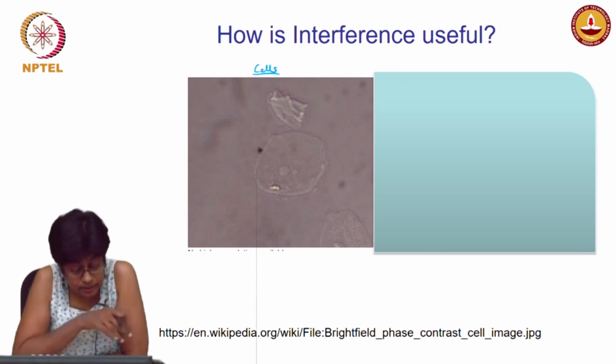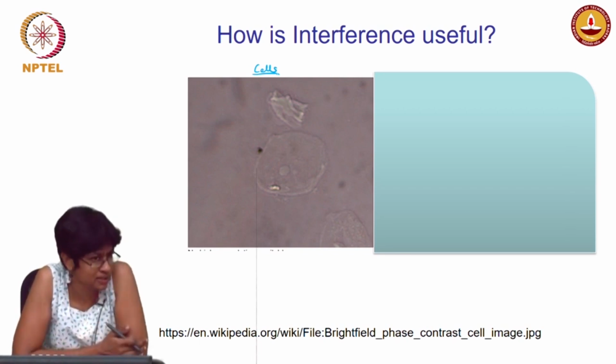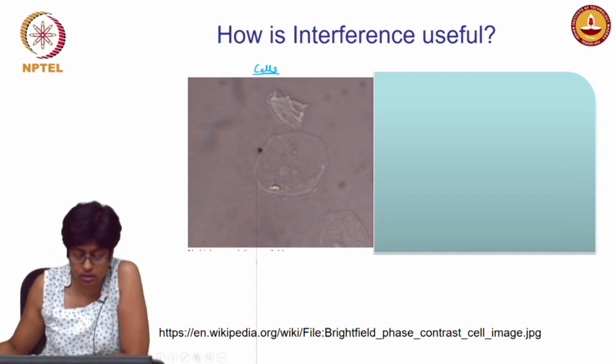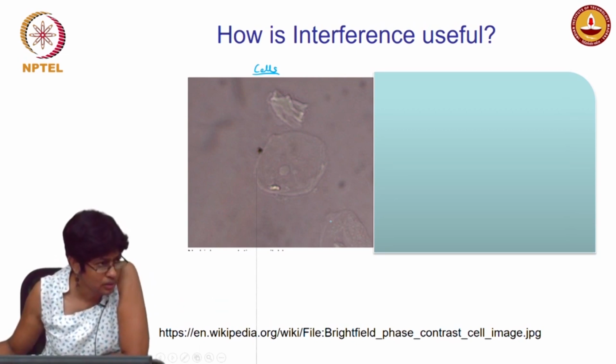So, you can see here, you can make out that there is a cell, you can even make out some of the structure within the cell. So, you know there is something there, but the contrast between the cell, so this here, and the structures within the cell and the region surrounding the cell is very poor. So, this image is not a very good image.